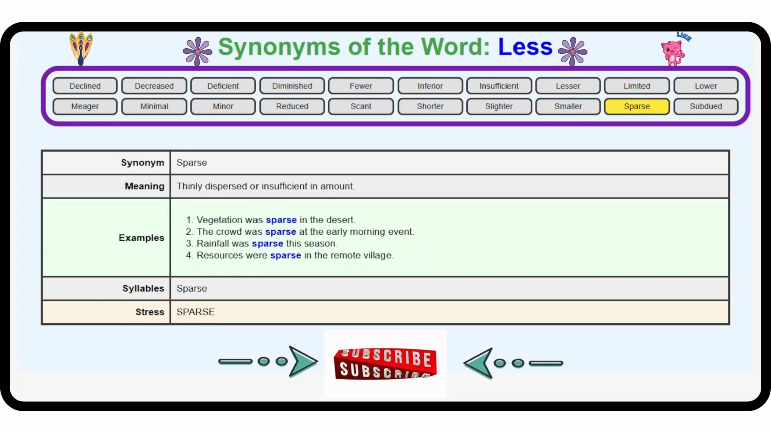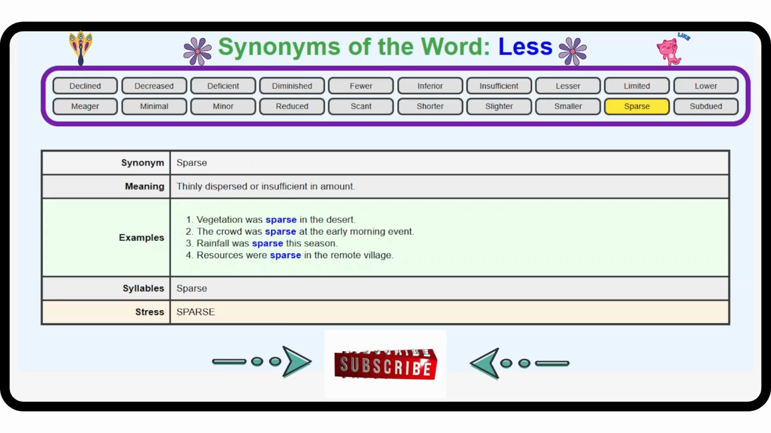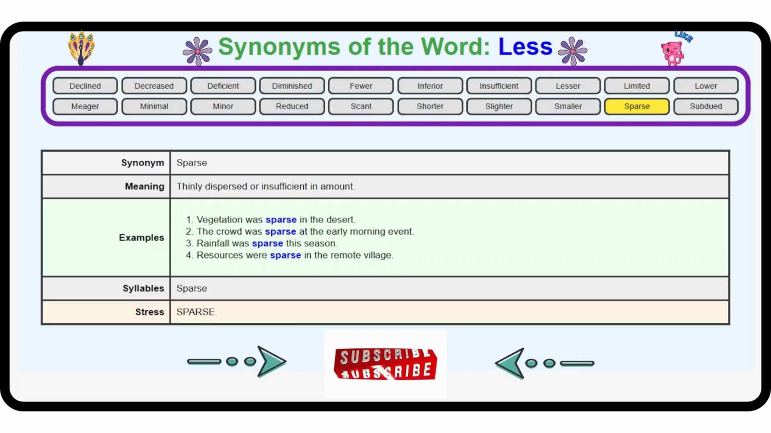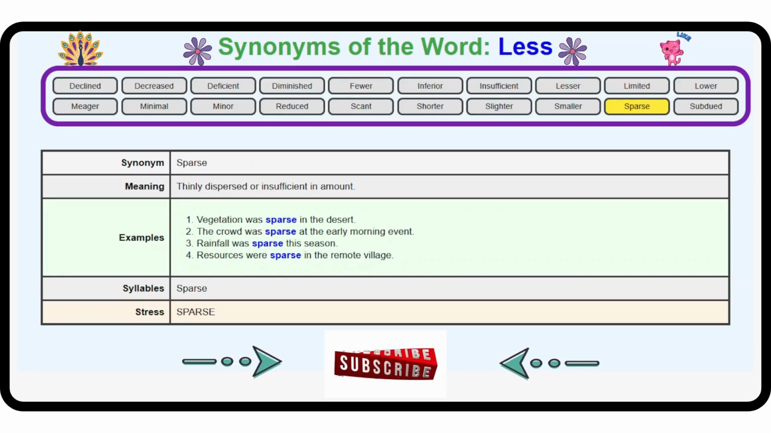Synonym, sparse. Meaning, thinly dispersed or insufficient in amount. Example 1, vegetation was sparse in the desert. Example 2, the crowd was sparse at the early morning event. Example 3, rainfall was sparse this season. Example 4, resources were sparse in the remote village. Syllables, sparse. Stress, sparse.